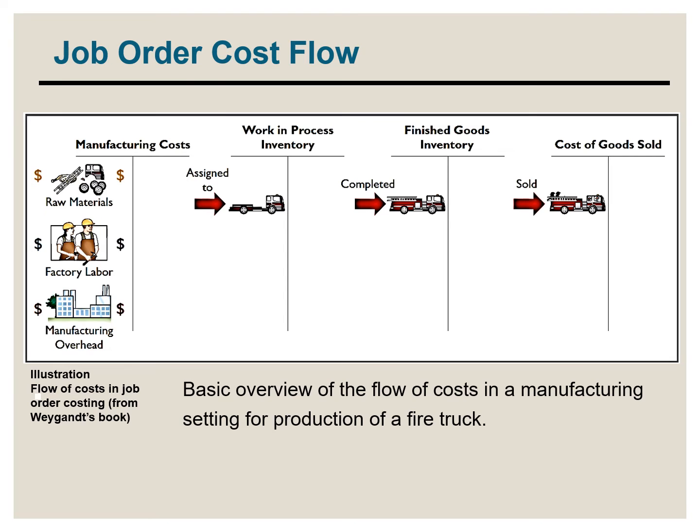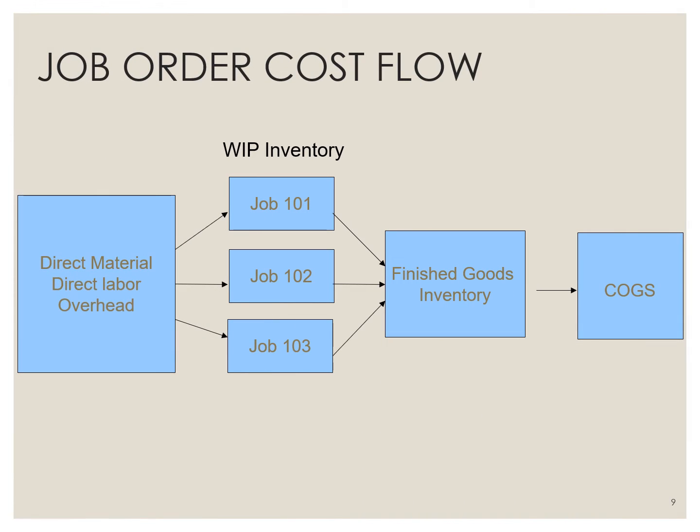The illustration provides an overview of the flow of costs in a manufacturing setting for the production of a fire truck. There are two major steps in the flow of costs. 1. Accumulating the manufacturing costs incurred. It debits raw materials inventory, direct labor and manufacturing overhead. 2. Assigning the accumulated costs to the work done for specific jobs. Job order cost flow.